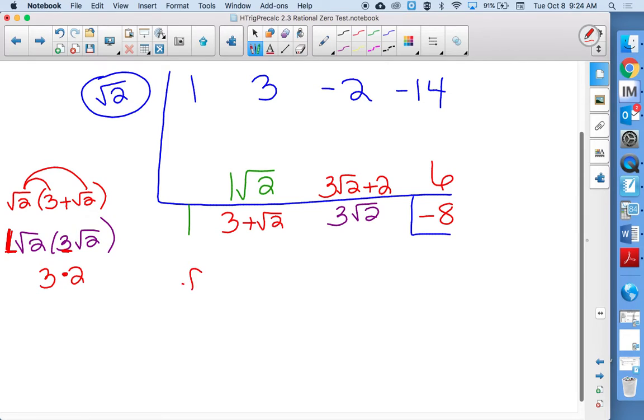So we would write our answer. I think this asked you to write your answer just as f of whatever I divided with. f of the square root of 2 equals negative 8. That's what the remainder theorem says. So whatever you divided with, f of that is equal to your remainder. So if I could graph this in the calculator, we could find f of the square root of 2, and it should be equal to negative 8.